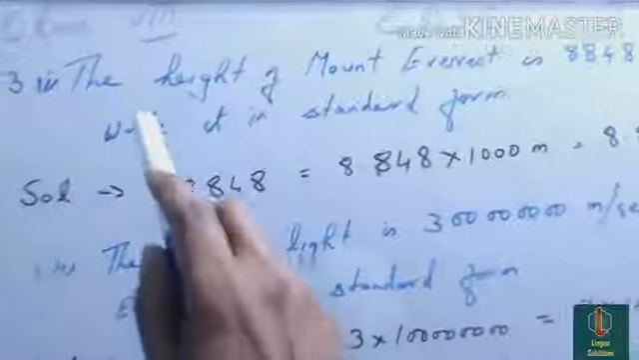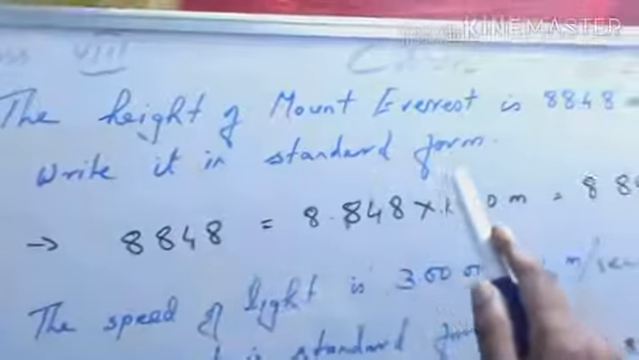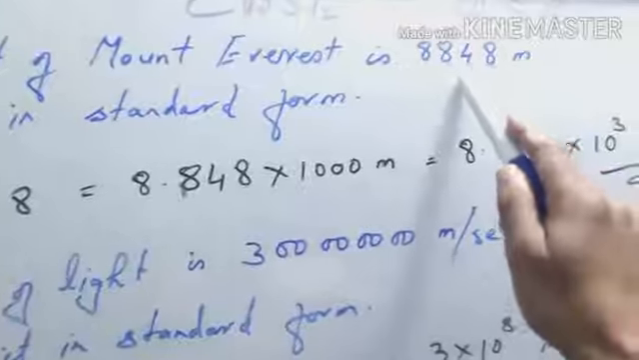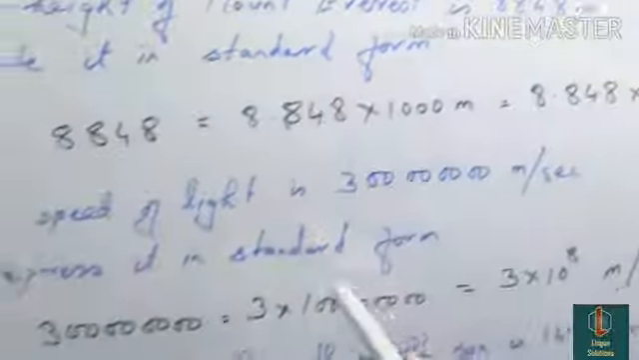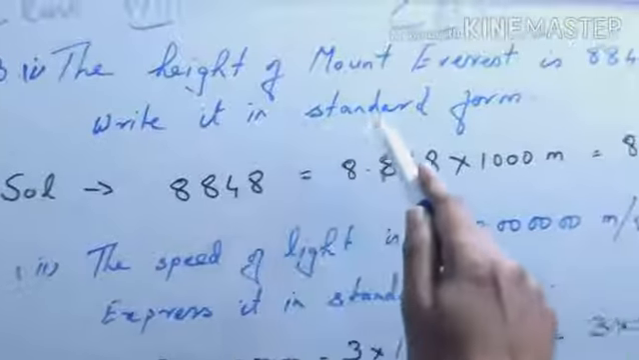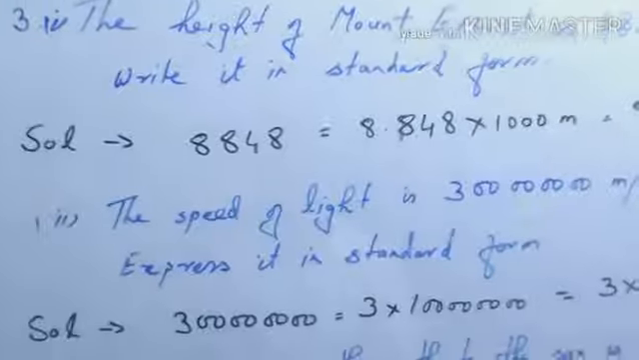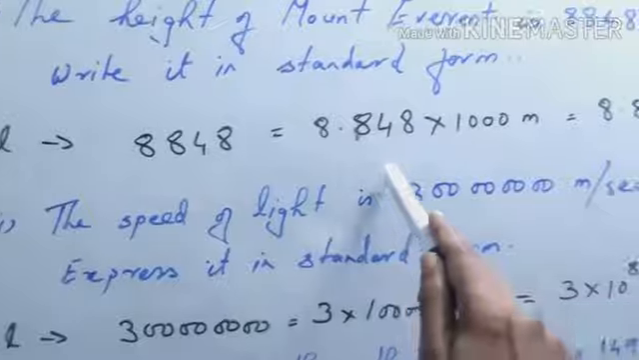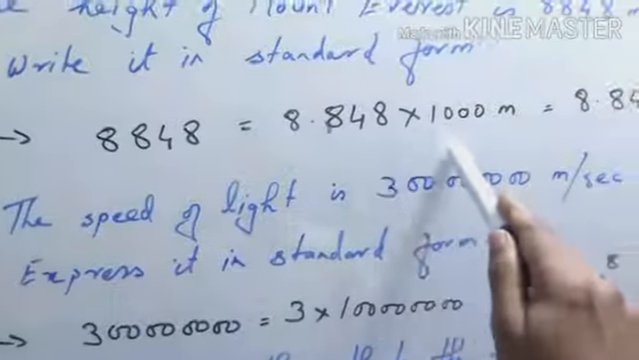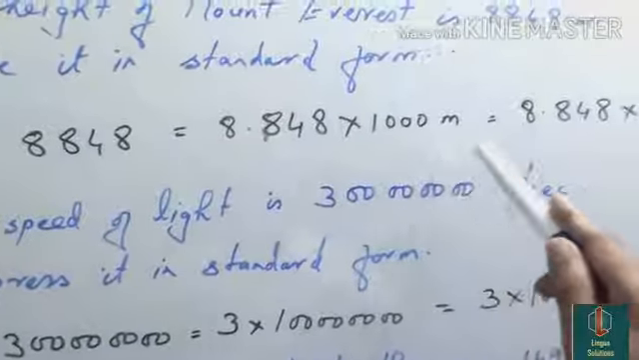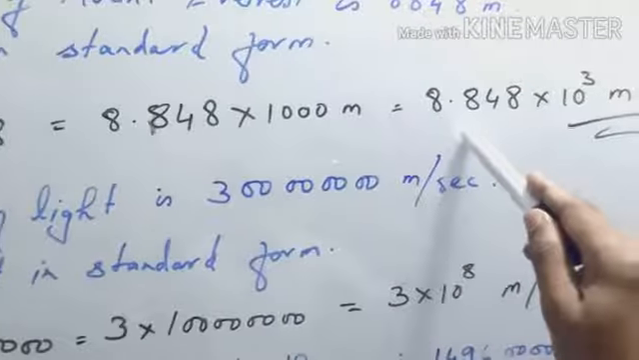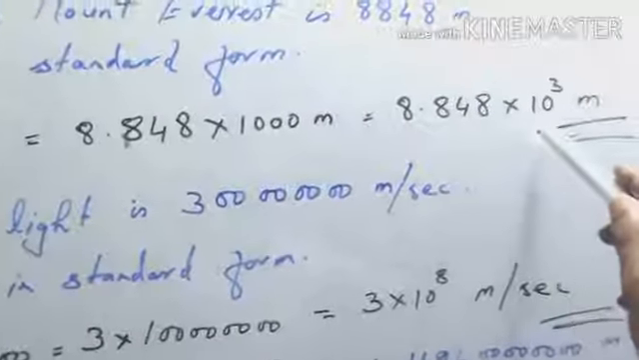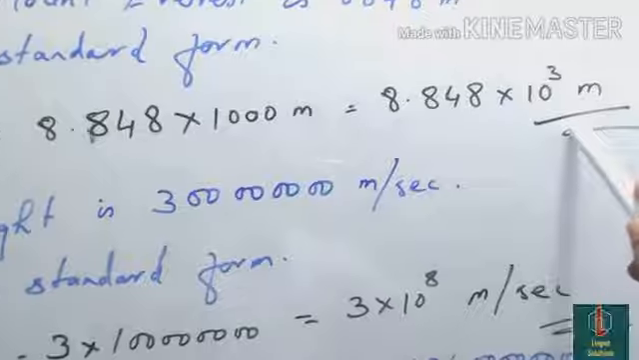The height of Mount Everest is 8848 meter. Write it in standard form. So that is 8848, which is equal to 8.848 into 1000 meter, which is equal to 8.848 into 10 to the power 3 meter.